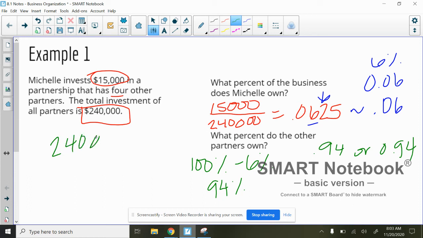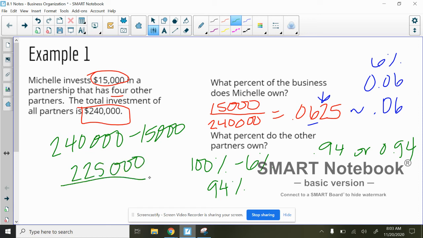The other way to look at that would be to take 240,000, which is the total investment, and subtract off the 15,000 that Michelle has invested. And then that's going to give you the investment of all the other partners, which is 225,000. And you would divide it by the total. But we don't need to do that since we already found Michelle's percentage. We don't need to do this extra math. We can just take 100% and subtract off the rounded percent that we said she owned.